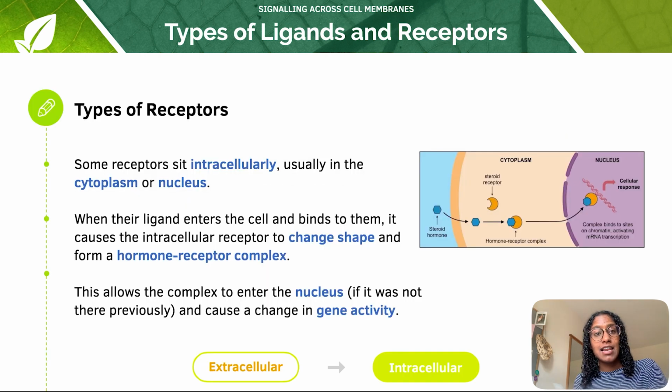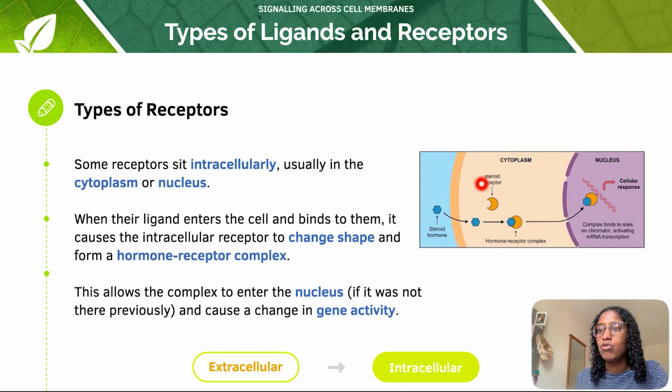Now, we looked at extracellular receptors, now let's look at intracellular receptors. These sit in the cytoplasm or the nucleus. And when their ligand enters the cell and binds to them, it causes the intracellular receptor to change shape and form a hormone receptor complex. So you can see that here.